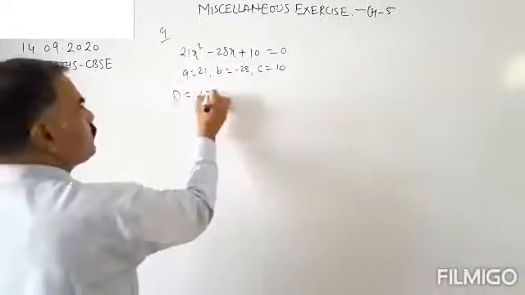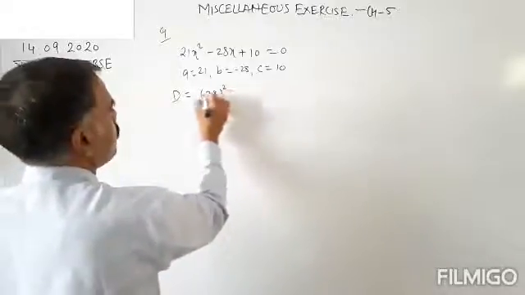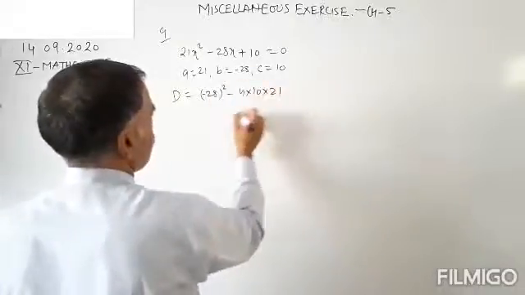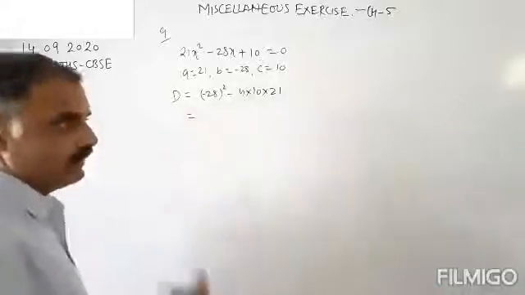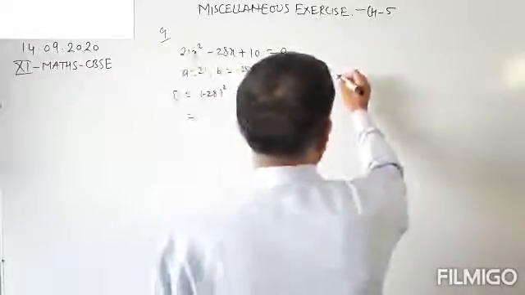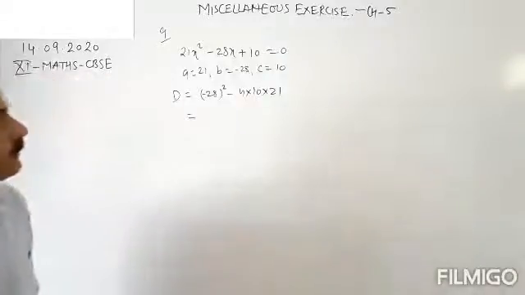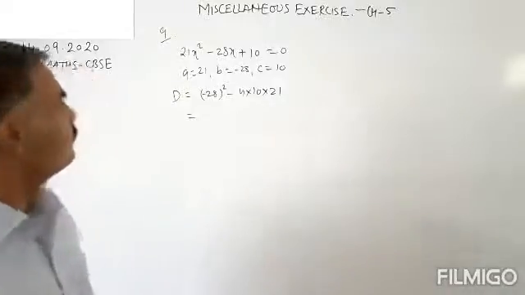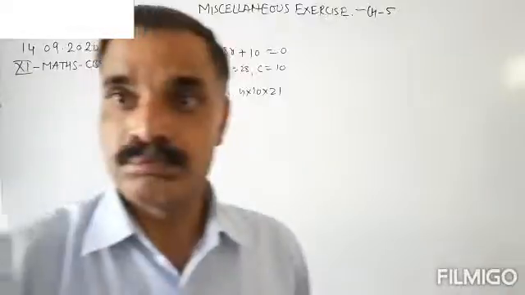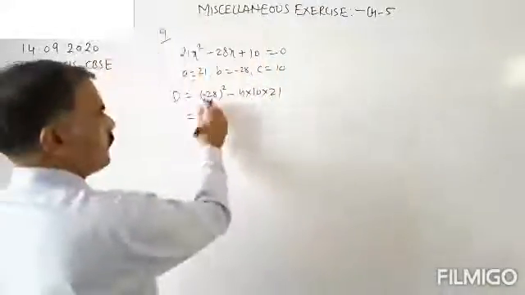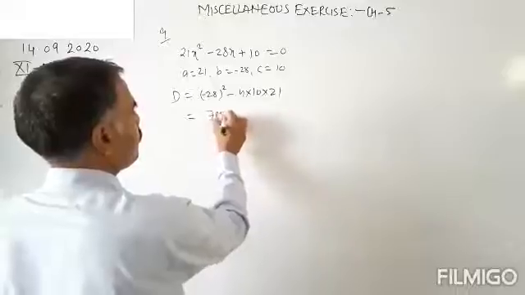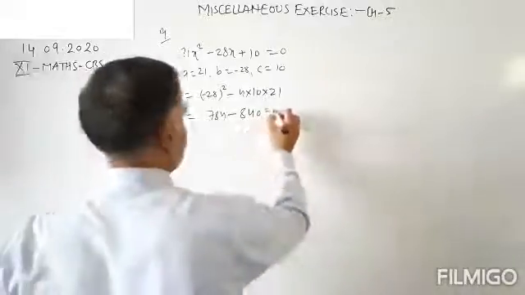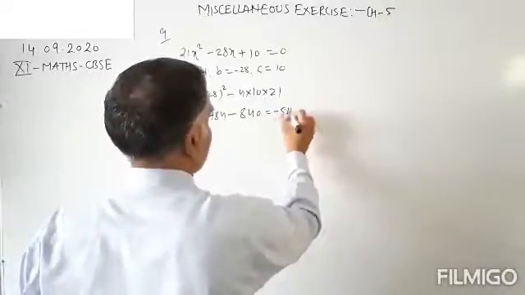So D is equal to b square minus 4ac, that is 28 square minus 4 into 10 into 21. So 28 square is 784 minus 840, which equals minus 56, which is less than 0.